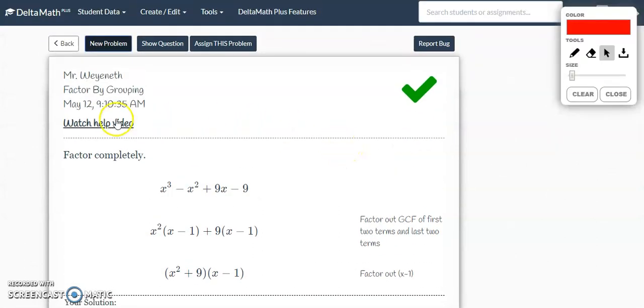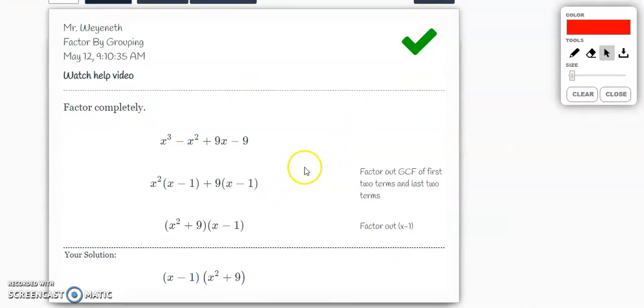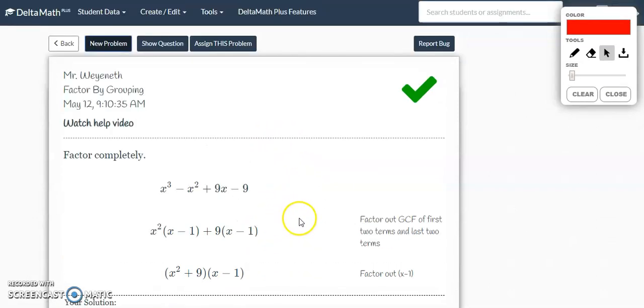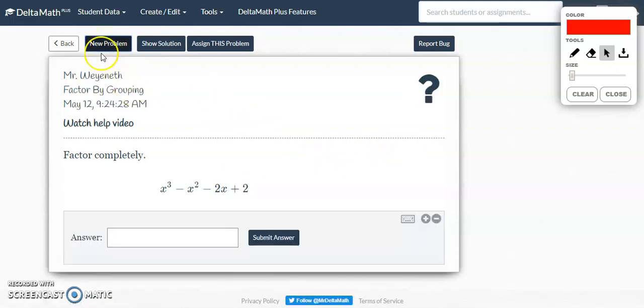Also, reminder, you can watch the help video, and then on yours, you'll see over here in the top right corner, there's that show example, and it'll show you kind of step by step, and it takes you through that process. So don't be afraid to use those resources as you are going through there. Let's try one more here. Yeah, let's try something like this.